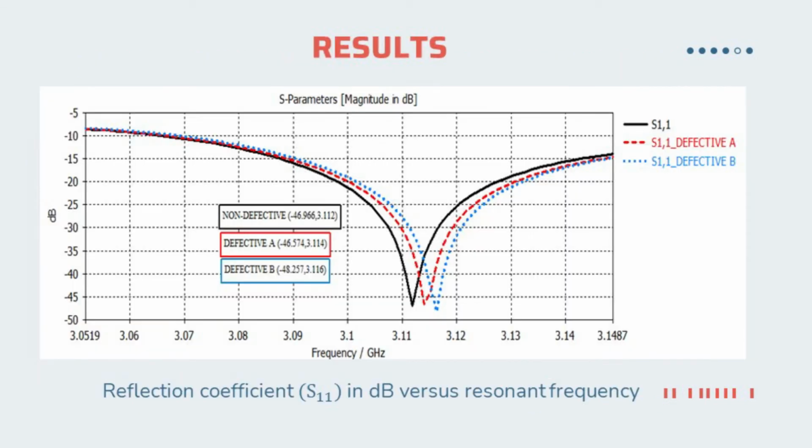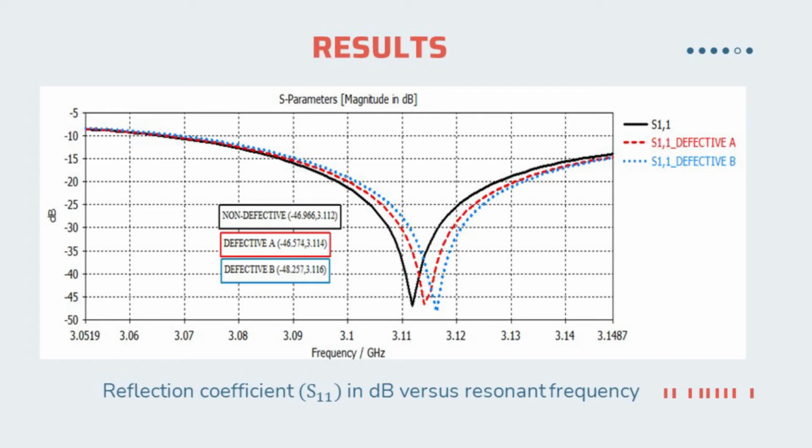This shows the reflection coefficient versus resonance frequency for non-defective MUT and defective MUT-A and B. The first resonance frequency is for the non-defective MUT, recording negative 46.966 at 3.112 GHz. After the MUT is introduced with the void, which is defective MUT-A and B, the resonance frequency is shifted to the right.